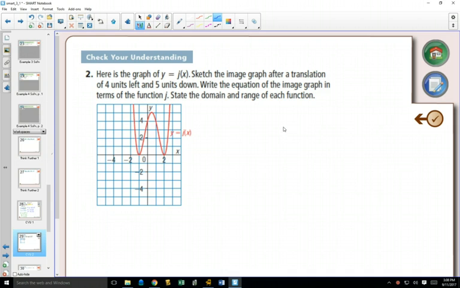And we're translating it 4 units to the left and 5 units down. Write the equation of this graph in terms of the function j. So we see that again. And do the domain and range of each function.